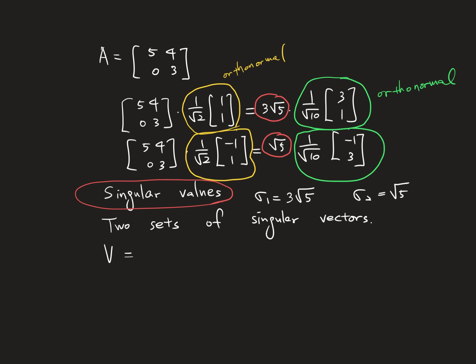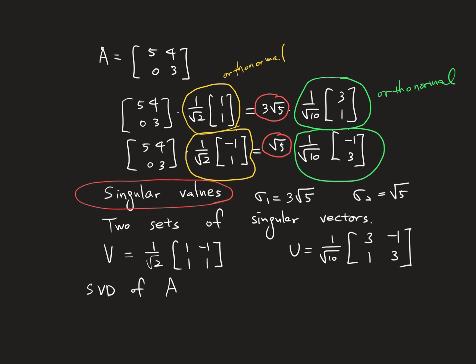V is equal to 1 over square root of 2, [1, 1; minus 1, 1]. And U is equal to 1 over square root of 10, [3, 1; minus 1, 3]. So the singular value decomposition of A is equal to U sigma V transpose.